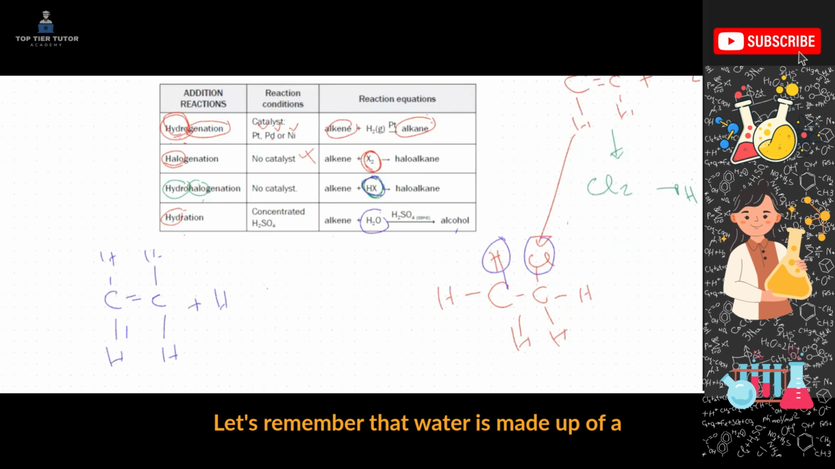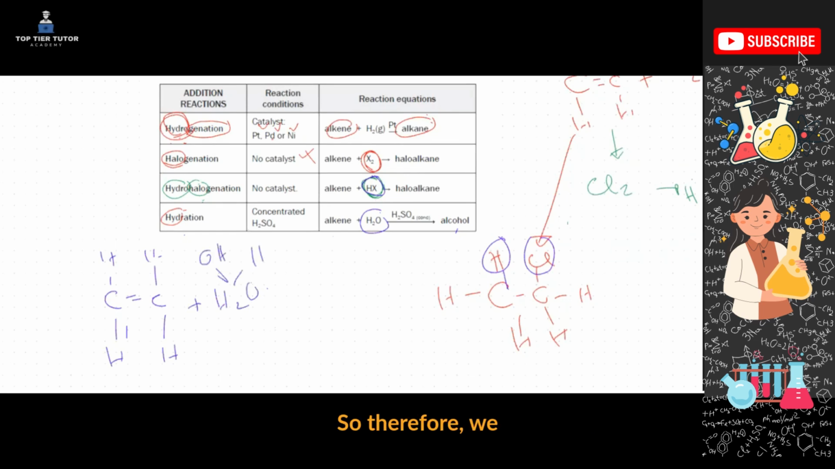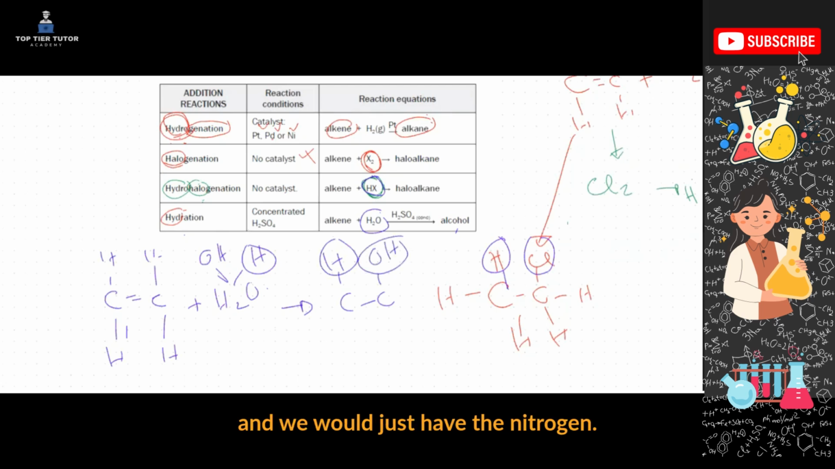Let's remember that water is made up of a hydroxide and a hydrogen. So therefore, we would have that hydrogen here, that hydroxide there, and we will just have the normal hydrogens that we had before.